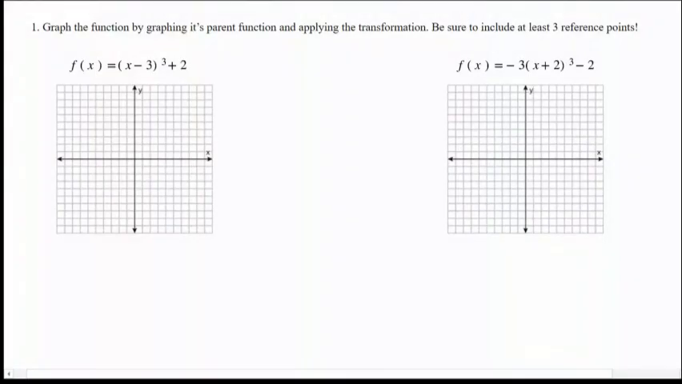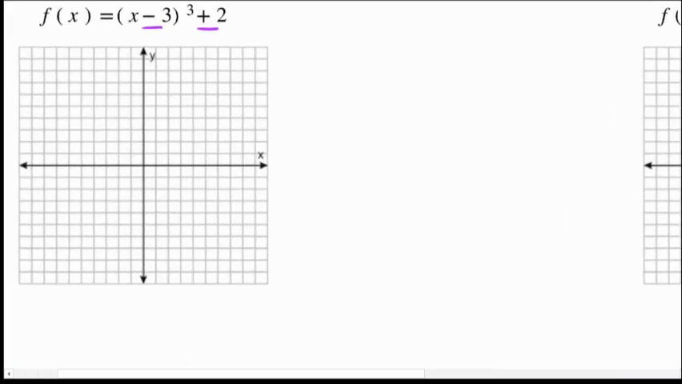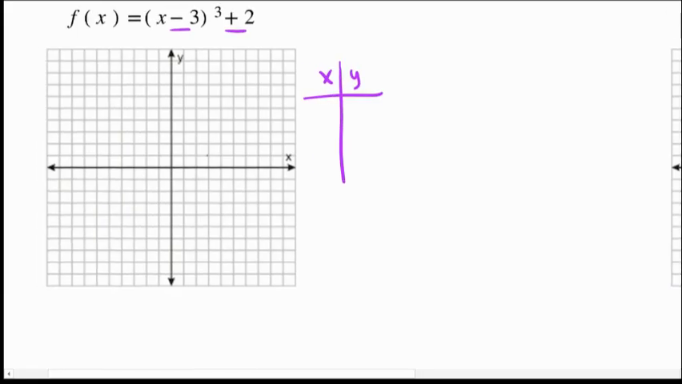Here we're asked to graph the function by graphing its parent function and applying the transformations. So I'm going to use my h and my k value to give me my first x and y value for this one here. The first one is going to be 3 over to the right and 2 up. So that's what we call my turning point. And then I use the points around it to help me graph the rest of it.